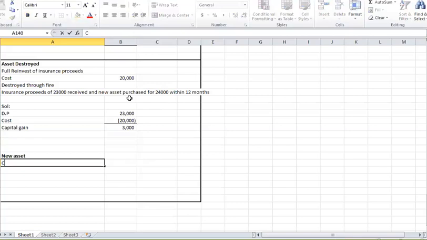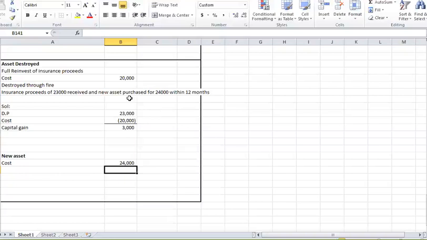And the cost of the new asset is 24,000 pounds. So in case of full reinvestment, you can see full reinvestment means there is a confusion. Normally, students think that full reinvestment means we need to reinvest the full amount of the capital gain. Please remember, reinvestment means reinvestment of insurance proceeds. We have received 23,000 pounds from the insurance company, and we have purchased a new asset for 24,000 pounds. So we have fully reinvested the amount received from the insurance company.